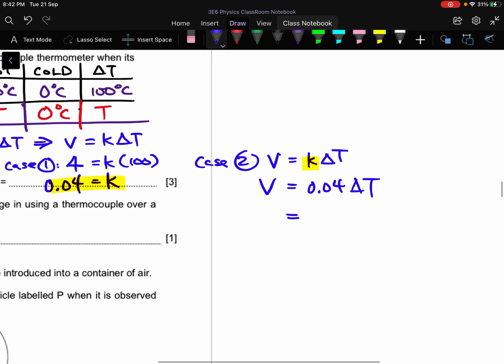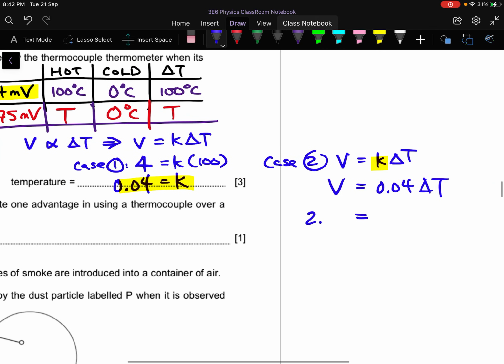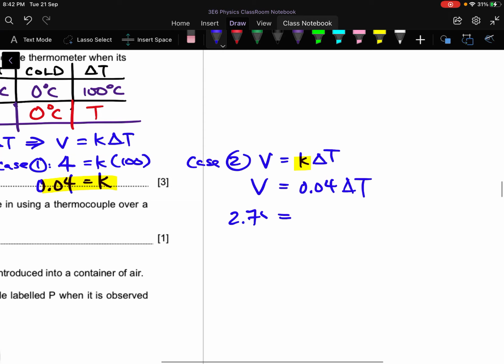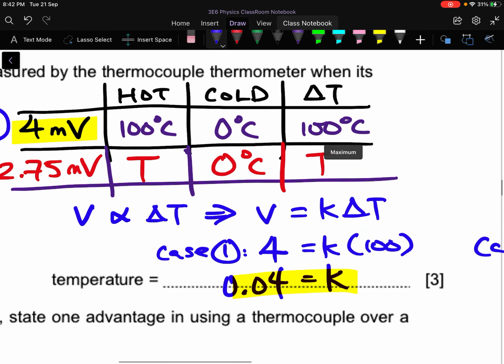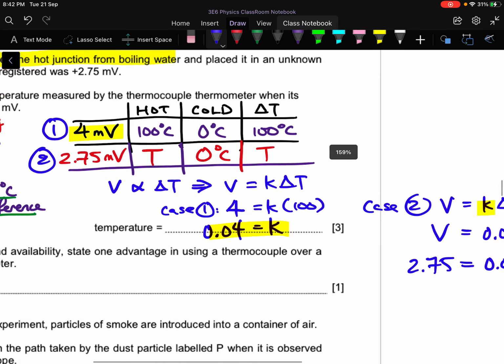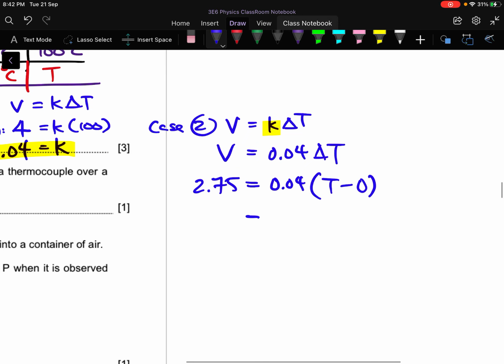My voltage now is 2.75, equals 0.04 delta T. My delta T is actually T minus 0, the red one. Once I know that, I can solve for T and make sure to give it to the correct SF. So that's how you solve that.